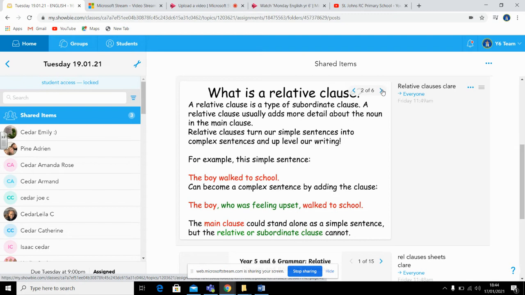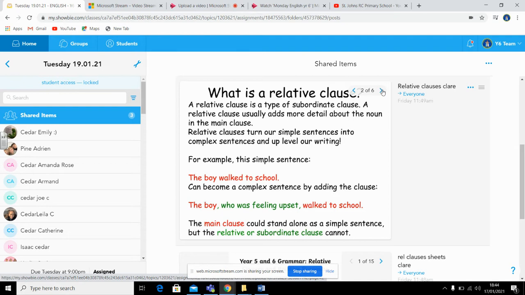So here's an example. The boy walked to school is a simple sentence. It's got a subject, an object and a verb, but it can become a complex sentence by adding a relative clause. The boy, who was feeling upset, walked to school. So we've taken the relative pronoun who, and we have created a relative clause. Okay, so you can see that the relative clause is in green, and it's separated from the main part of the sentence with two commas.